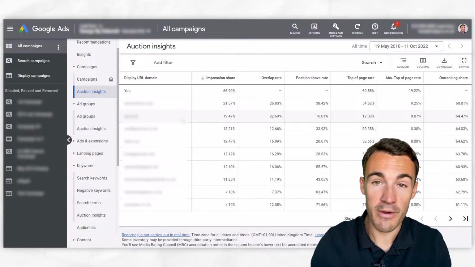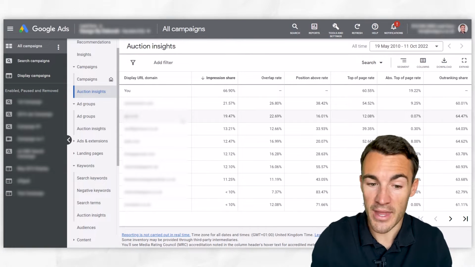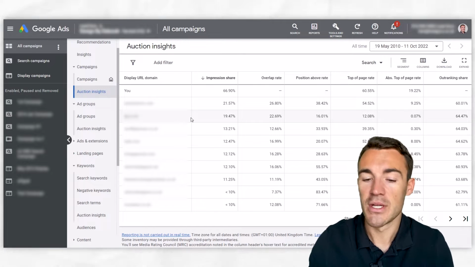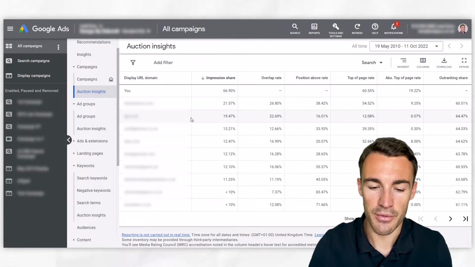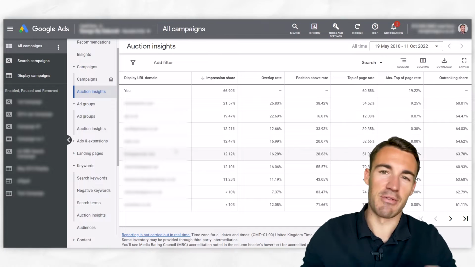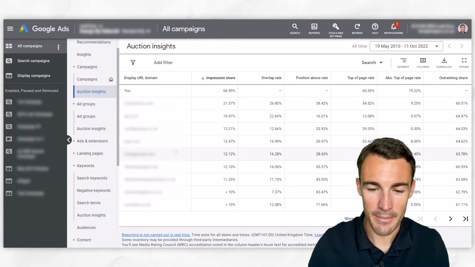Some of these companies you're probably already aware of, but maybe some of them you aren't. They're new to you, you don't recognize them. So make sure you take a bit of time and go through those. I've just blurred these out because these are other businesses, and you don't necessarily want to show that publicly.